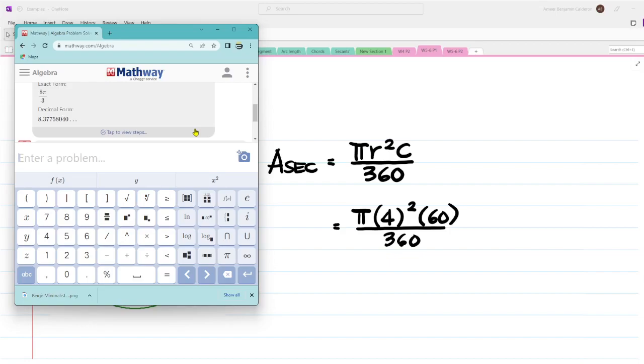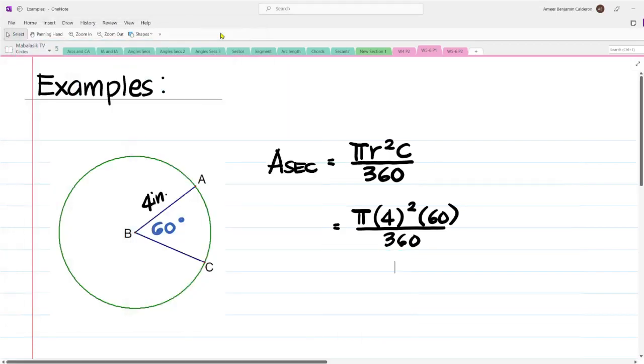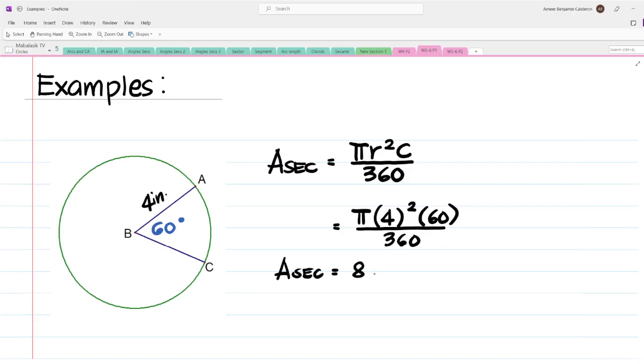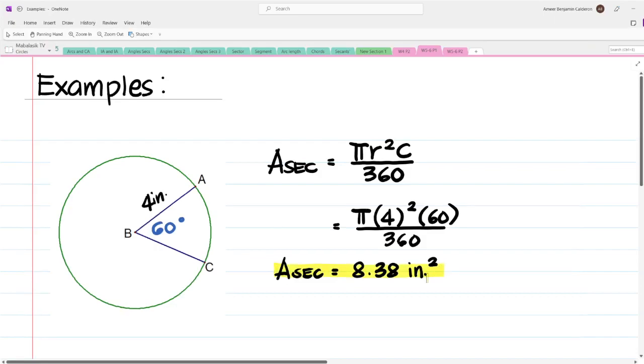So we have 8.377, which we will round off to the nearest two decimal places. So our final answer is 8.38. So the area of our sector is 8.38 square inches, or inches squared, since we all know that area is expressed in square units. Let's move on to our second example.